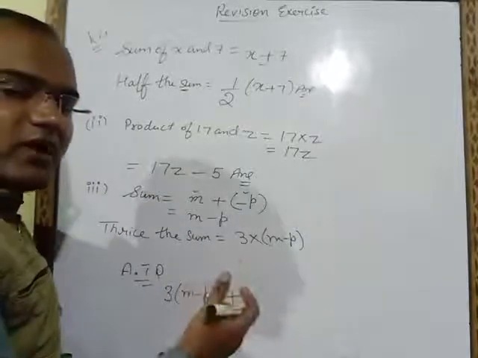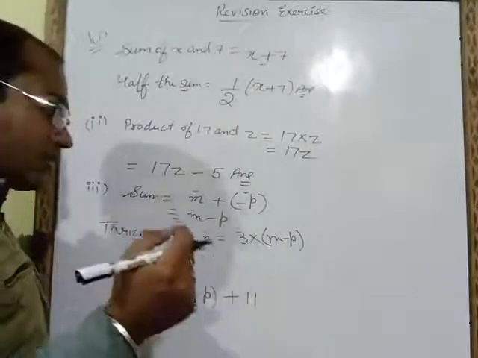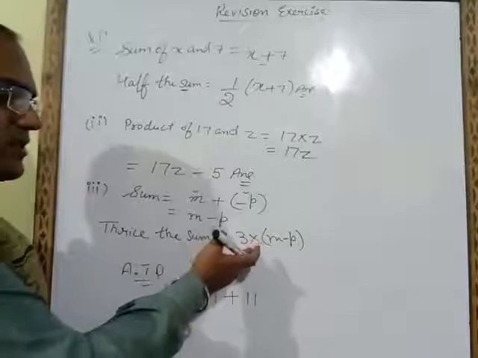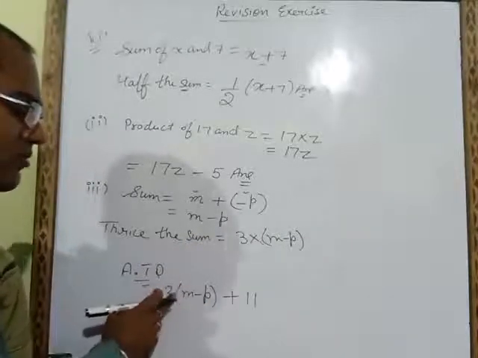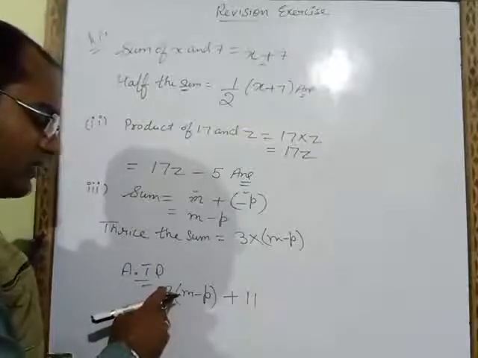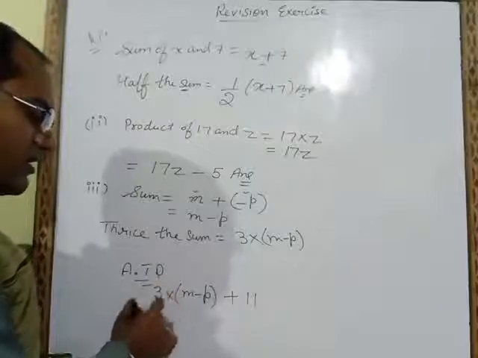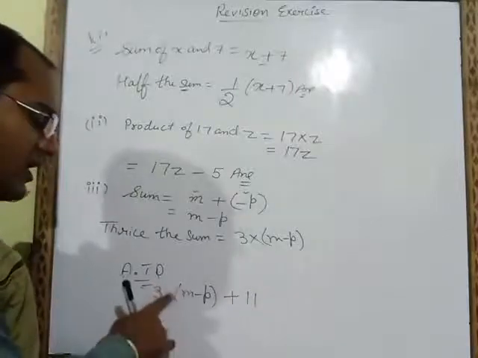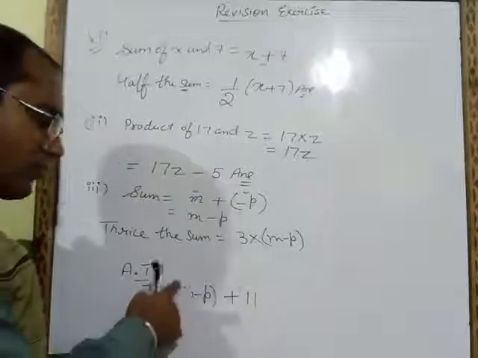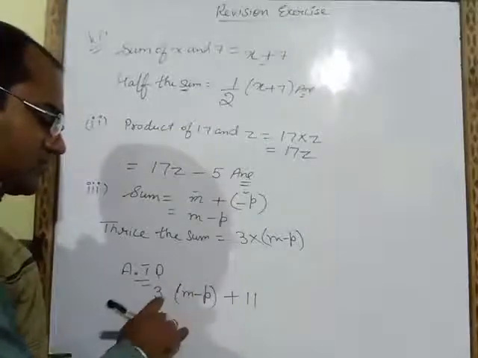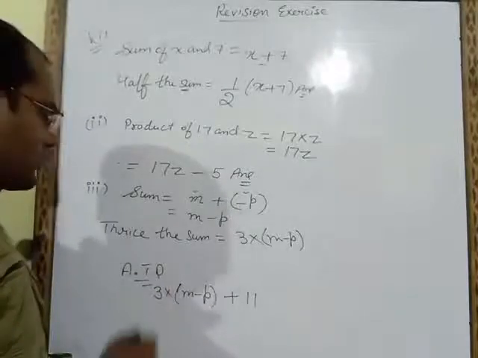So to which number do we have to add 11? Thrice the sum is written in the question. Thrice the sum means 3 into m minus p. So this is 3 into m minus p. Here I have not put a multiply sign in between these, so that means multiply only. If I write multiply here, then also it is correct. If I do not write multiply here, then also that means 3 multiply, because the bracket is there. Bracket means 3 into m minus p. Okay, so this is your final answer of the third part.